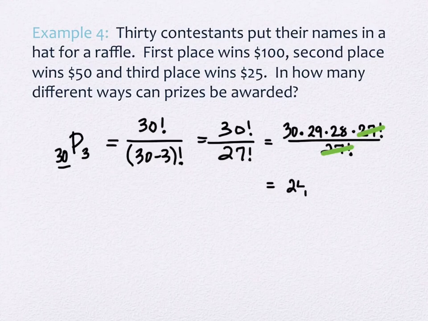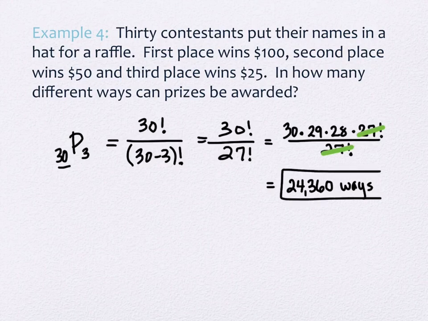24,360. There are 24,360 different ways that these three winners can be selected. Okay? All right, and we will pick up with combinations and how to combine all of this information next time.